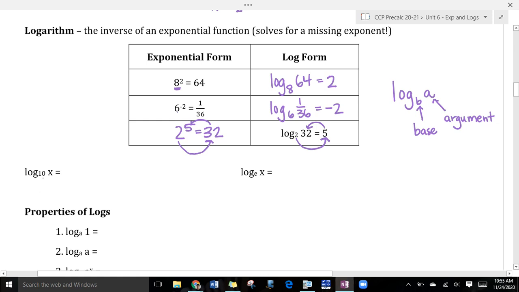First off, log base 10 of whatever. Log base 10 is called the common log. Anytime you have a base 10, that's called the common log. And it's so common that we don't even have to write the base out. So if you see a log without a base, you will assume it is base 10. Okay, so log base 10 can also be written as just log, and that would just be log of whatever.